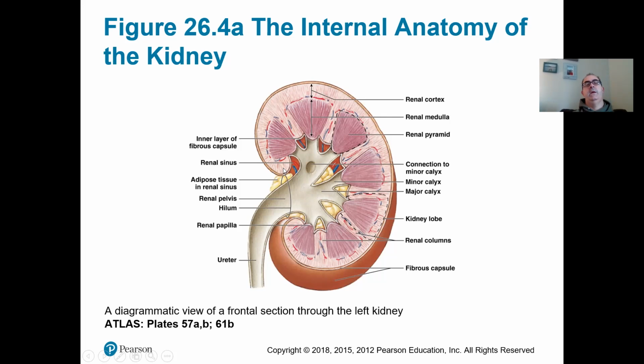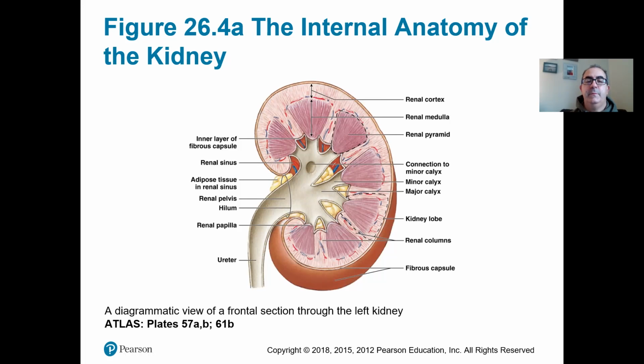Now, the outer thickness of the kidney is called the cortex. The inner part is called the medulla. So everything outside of these purple triangles is the cortex. From the top of these purple triangles in is called the medulla, right? A lot of organs are divided into a cortex and a medulla.